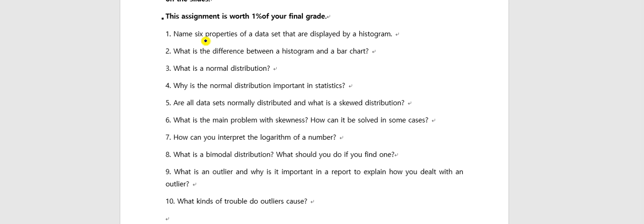Okay, so that covers all the questions of unit number 3. I think most of you know it all very well, because when you're taking your notes, you're already answering these questions.